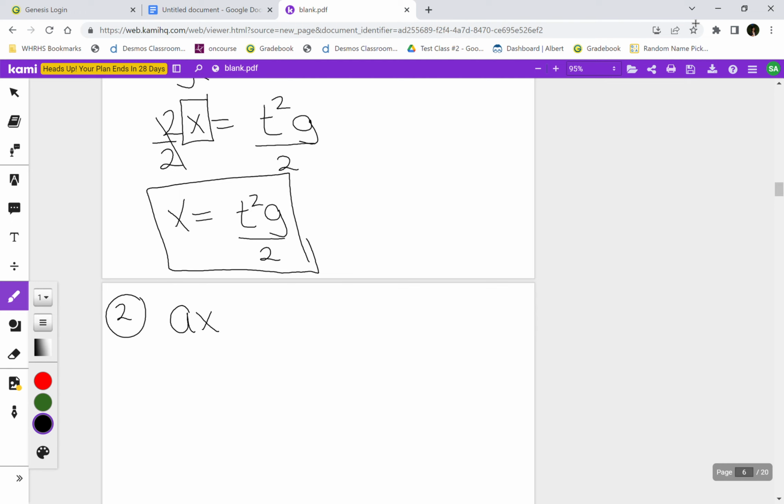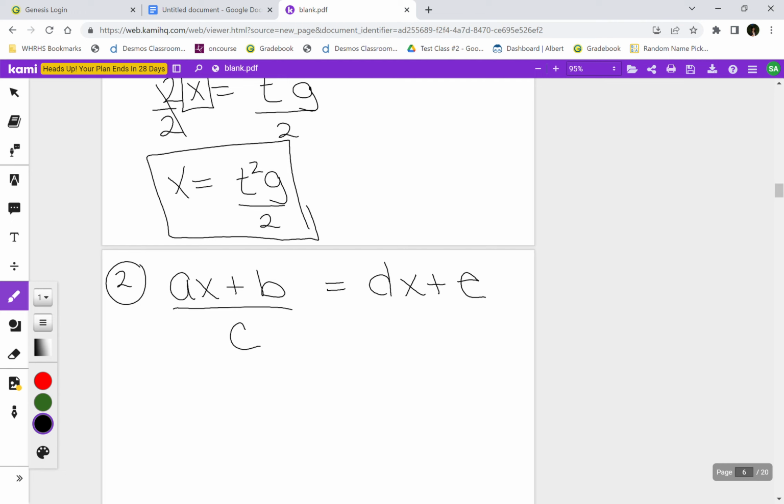So here I'm going to have ax plus b over c is equal to dx plus e. I'm still solving for x. Since I'm solving for x, I need to get anything with an x on the left side and anything that doesn't have an x on the other side. It really doesn't matter. I'm going to get all the x's to the left. So I want to get rid of the c and the b. I'm going to get rid of the c first by multiplying by c on both sides.